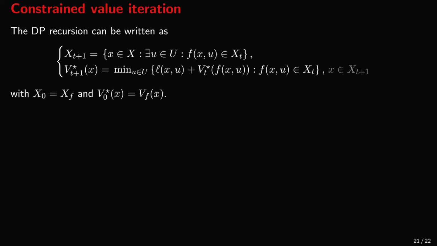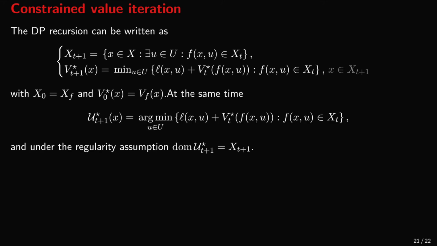The definition of X_t allows us to write the dynamic programming recursion in an alternative way without using extended real valued functions. We update a sequence of sets where X_{t+1} is the set of states in X for which there is a control action u in big U, such that the next state f of x, u is inside the set X_t. Then V_{t+1} star is the minimum over all u inside the set U of L of x, u plus V_t star of f of x, u, subject to the constraint f of x, u is inside X_t. Function V_{t+1} star is defined for all those states x inside X_{t+1}. And we initialize these sequences with X0 is Xf and V0 is Vf defined for x in X0.